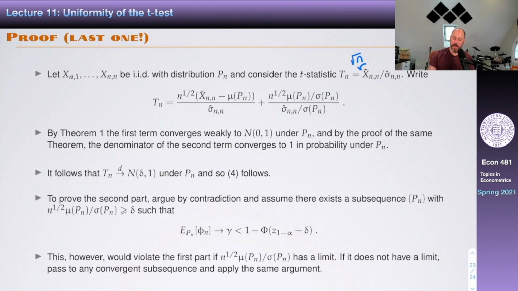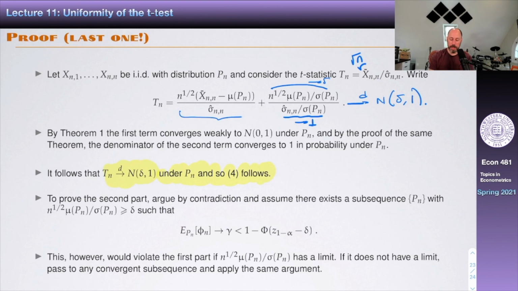Notice the denominator here will converge to 1 in probability because we have the law of large numbers, which is proven for P_n, and then the numerator here converges to delta. So this guy is centered, and converges to a normal with mean delta and variance 1, which is what I wrote over here under Pn. And from here, the result that we just wrote follows.